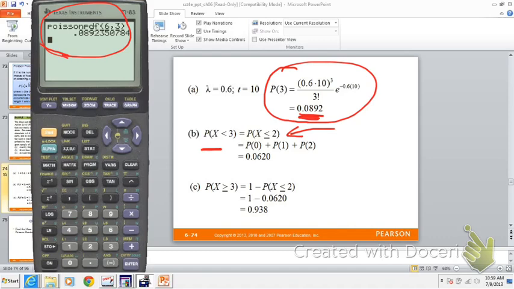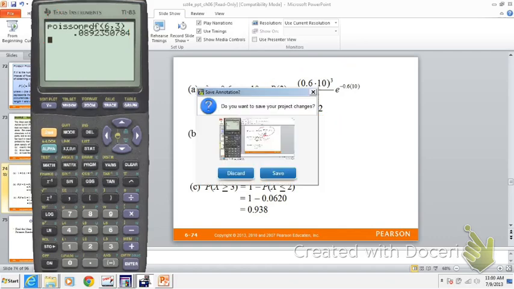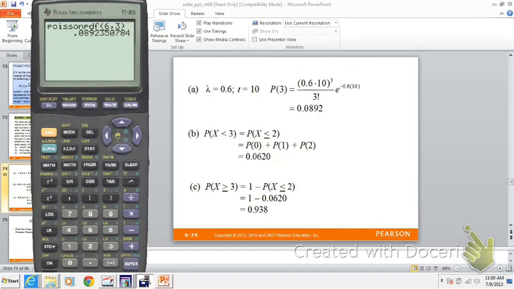See, less than 3 means 0, 1, or 2, basically. I like the way they wrote it here. Probability of 0, 1, or 2, added together. Well, I could do that by hand, or let's practice using that Poisson CDF now, which accumulates from the left. Because you see the answer here is 0.0620.